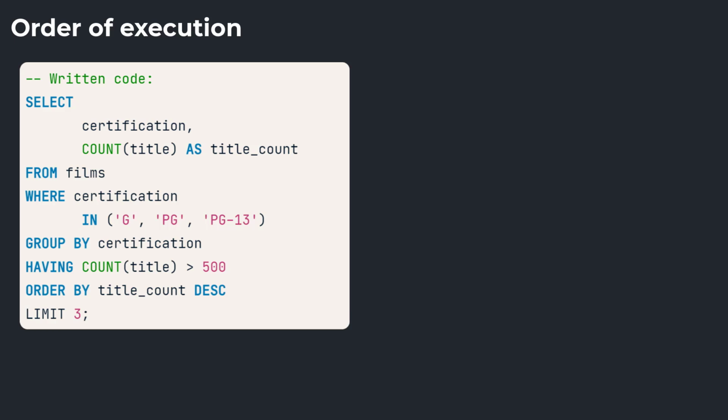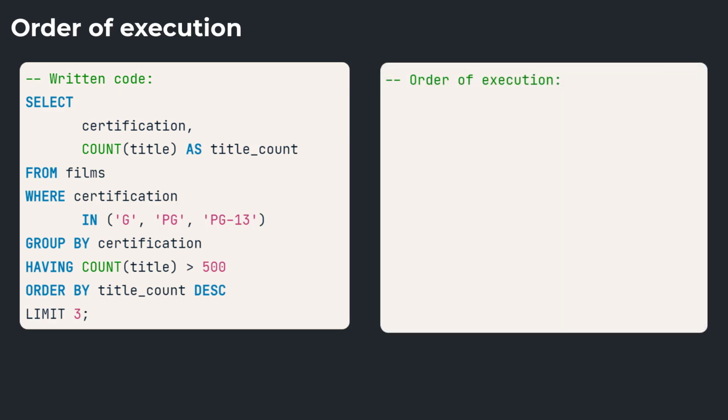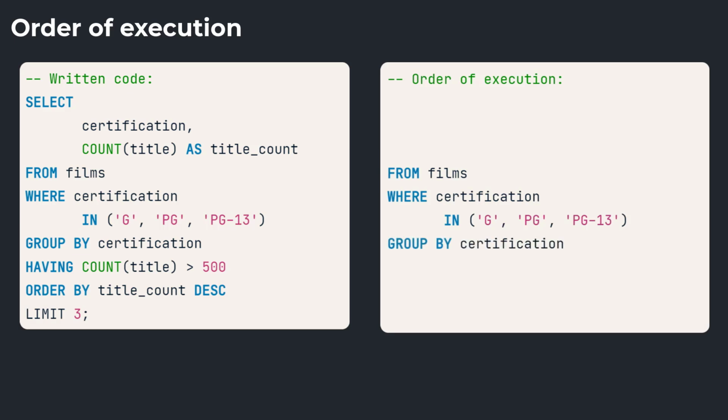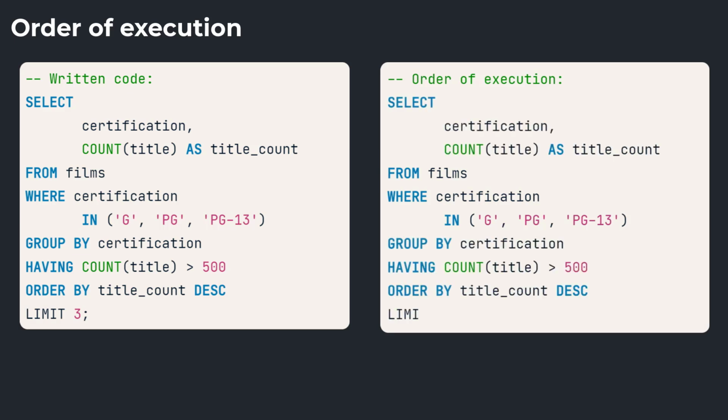We've written a query using many of the keywords we have covered here. This is their written order, starting with SELECT, FROM films, WHERE the certification is G, PG, or PG-13, GROUP BY certification, HAVING the title count be greater than 500, ORDER BY title count, and LIMIT to 3. In contrast, the order of execution is FROM, WHERE, GROUP BY, HAVING, SELECT, ORDER BY, and LIMIT.